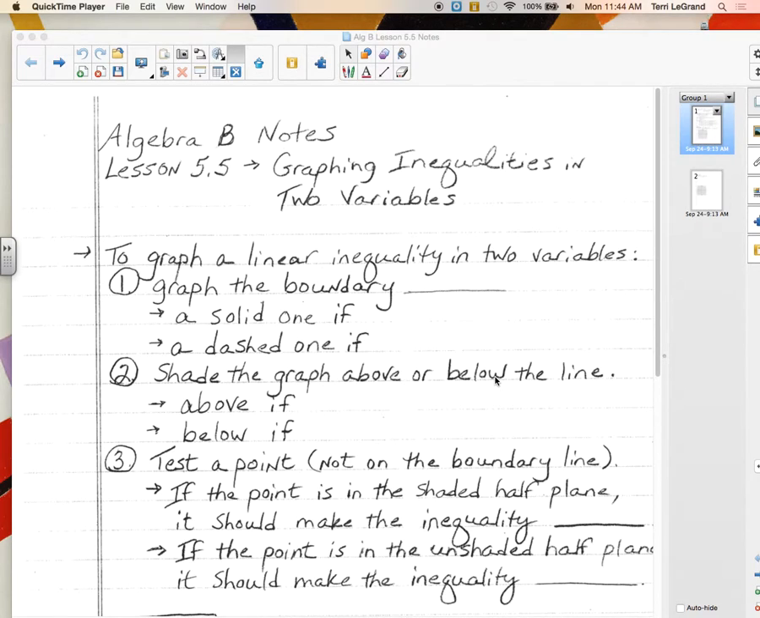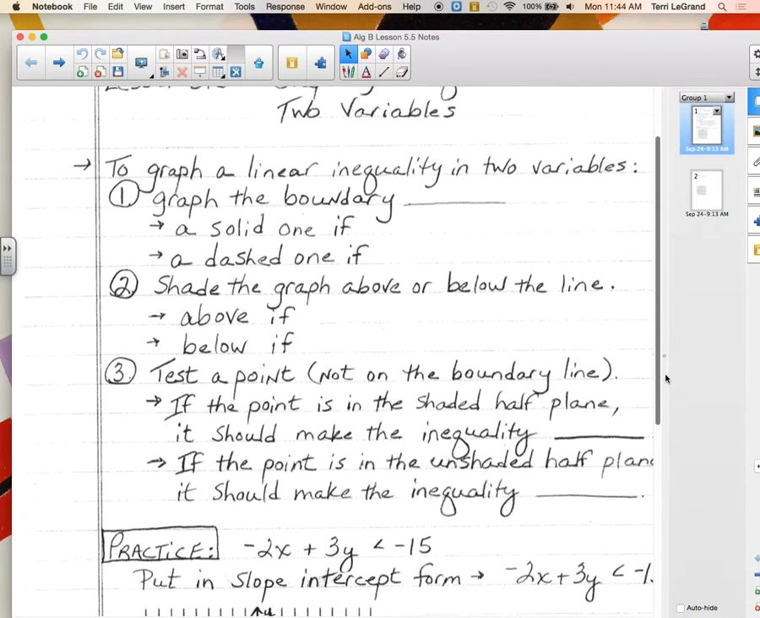We are graphing inequalities in two variables. There'll be an x and a y in them because we have an x and a y on our coordinate plane. To graph a linear inequality in two variables, graph the boundary. What did you do first in those last two problems? Graph the what? Boundary line. We have to graph a boundary line.